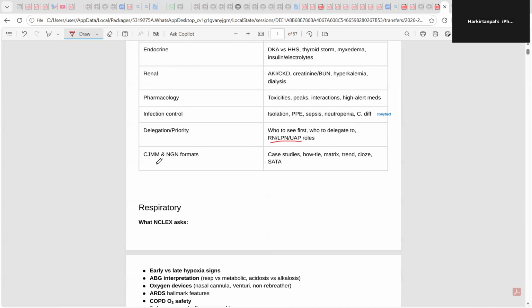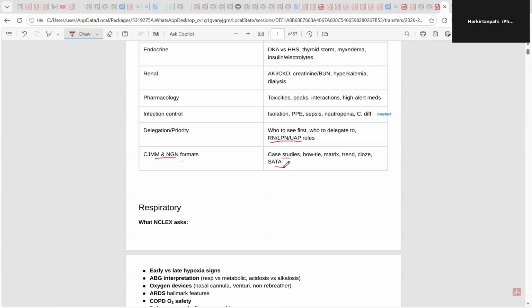And the clinical judgment measurement model is the tool used for the analysis of case scenario questions, that means the new generation questions. Mostly case study, matrix, trend type, cloze, and SATA type questions. But what is the clinical judgment measurement model? We need to recognize the problem, analyze the problem, then prioritize the problem, plan the care, implement the care according to the priority of the problem, then evaluate the care, and finally documentation.